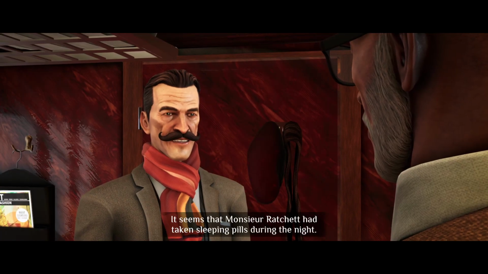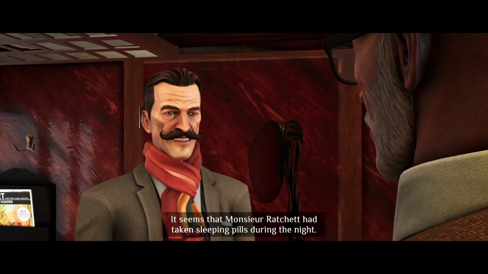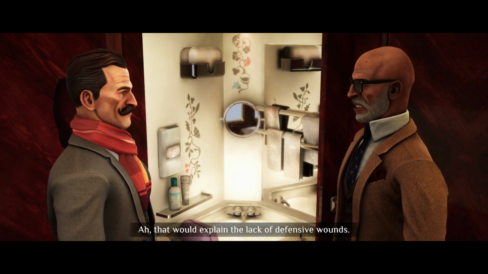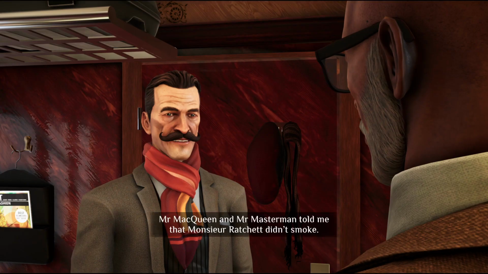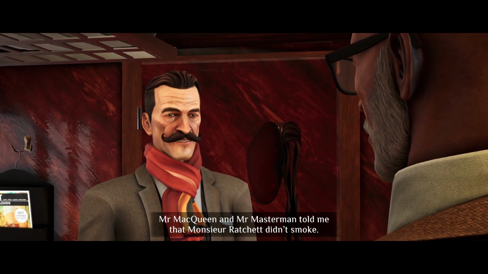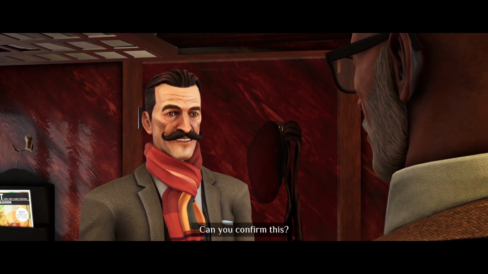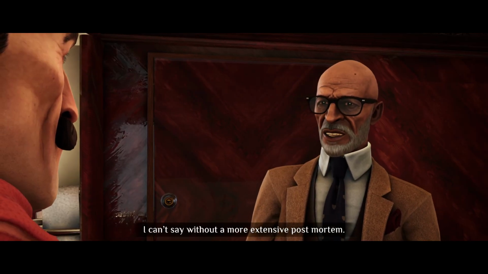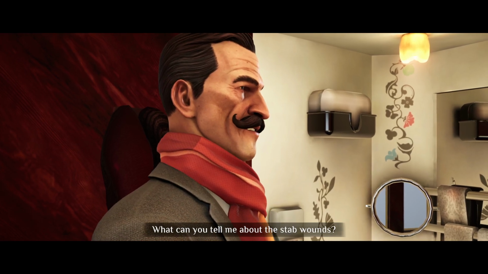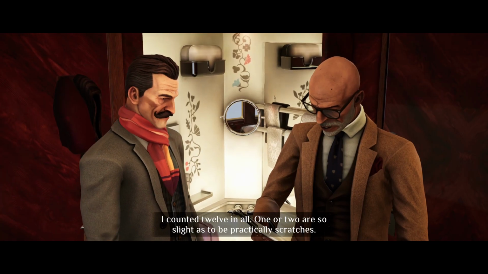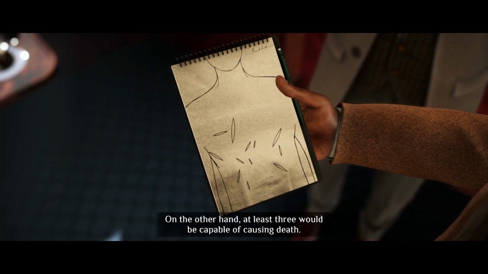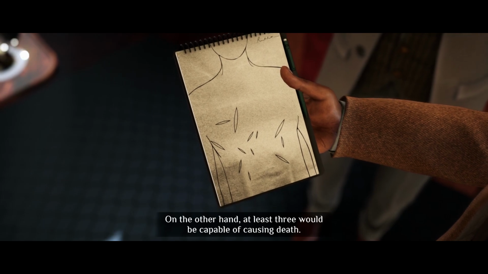Seems that Monsieur Ratchet had taken sleeping pills during the night. Ah, that would explain the lack of defensive wounds. Mr. McQueen and Mr. Masterman told me that Monsieur Ratchet didn't smoke. Can you confirm this? I can't say without a more extensive post-mortem. What can you tell me about the stab wounds? I counted 12 in all. One or two are so slight as to be practically scratches. On the other hand, at least 3 would be capable of causing death.